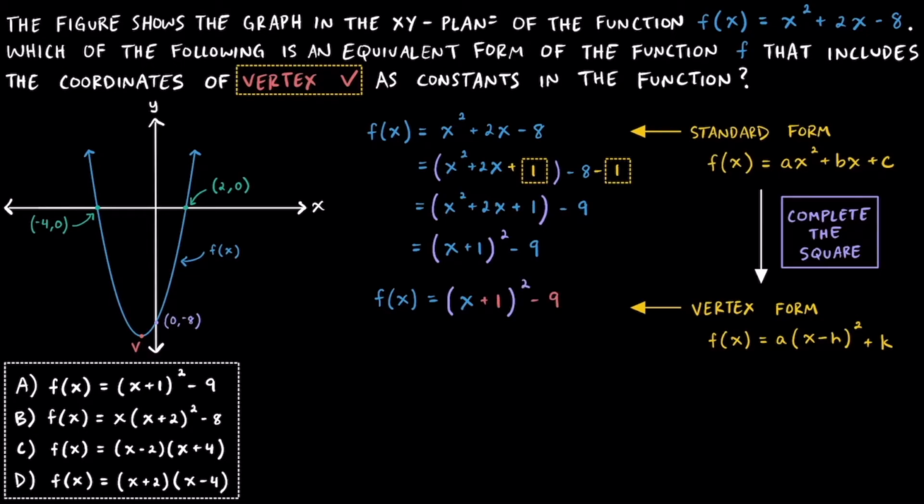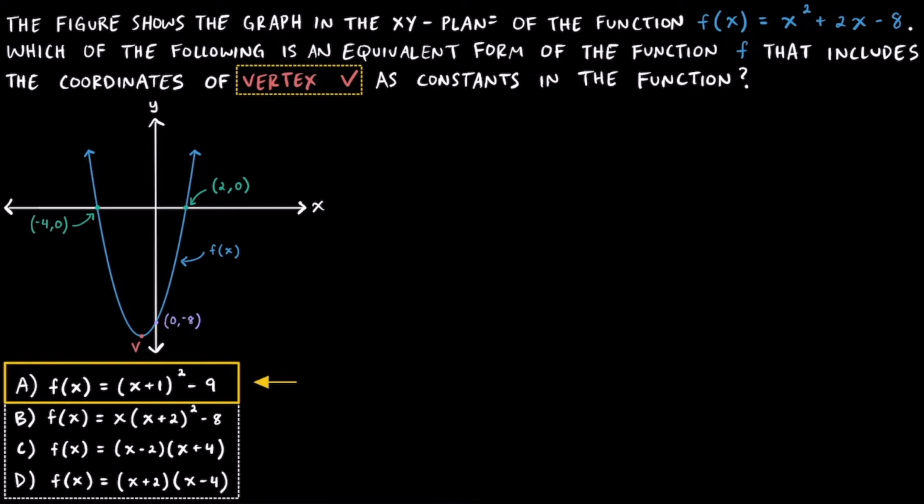Comparing this to the formula to the right, we know this plus 1 on the inside means that h is equal to negative 1, and this minus 9 on the outside means k is equal to negative 9. We call this form vertex form because the coordinates of h, k represent the vertex, so in this case our vertex is going to be located at negative 1, negative 9. And if you go ahead and look at our answer choices, answer choice A matches what we have perfectly. Hopefully that was a good little quick review on converting standard form to vertex form by completing the square.